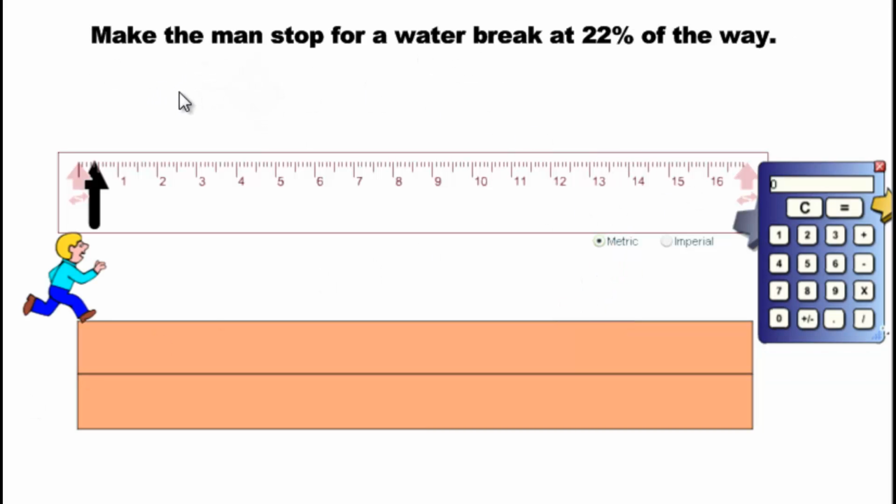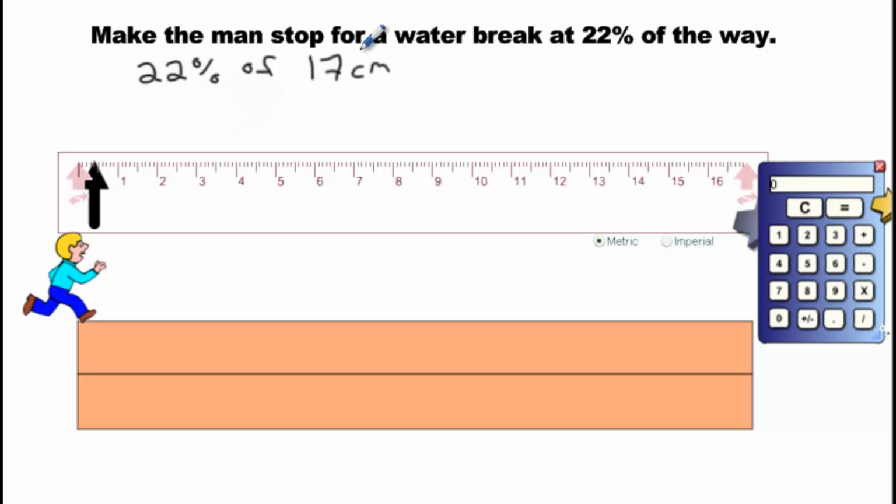Now we are going to change the question around, and we are going to be given the percentage, and we have to figure out where he stops for the water break. So make the man stop for a water break 22% of the way. Anytime you are given a percentage, you are going to ask yourself the question, 22% of what? You're just going to say that. You're going to say 22% of what? But you know of what? It is 22% of the distance. So it's 22% of 17 centimeters.